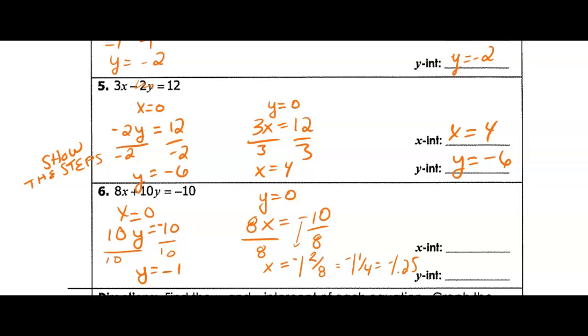So however you want to write it, over here, make sure you simplify. So my y-intercept is when y equals negative 1. My x-intercept is when x equals, we'll just write negative 1 1/4. So that was 3 examples.